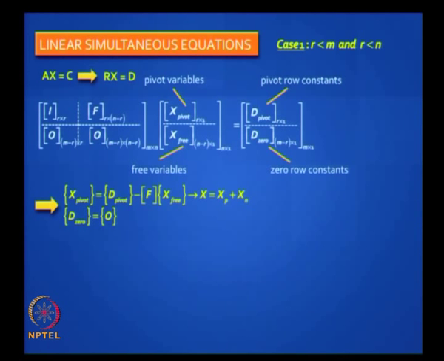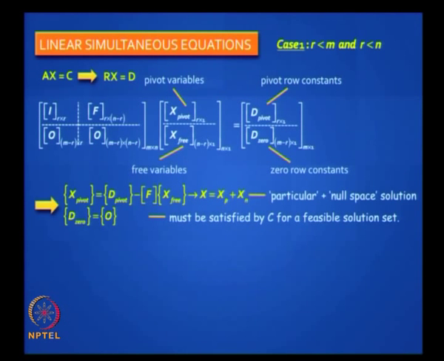If you take out those two rows, they should look like this, right? That D0 should be 0, and this must be satisfied by C for a feasible solution set. If it's not satisfied, you can't solve this equation, and still you might get infinite solutions. That's a different matter, but you can't touch this if you have a violation of consistency. And whenever you have a problem like this, when you have free variables, you have to look at the infinite solutions coming from the null space.